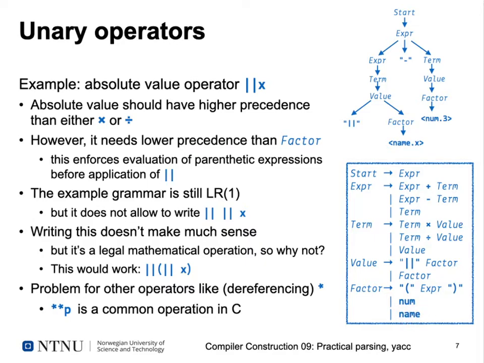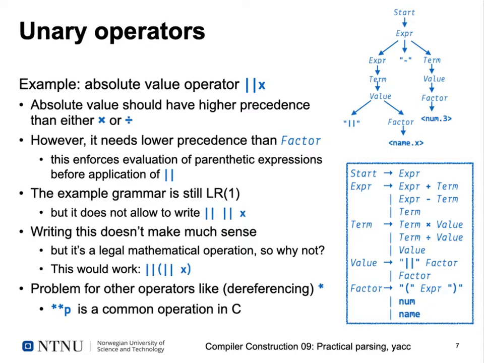Now, this problem doesn't only show up with our admittedly a bit artificial example of this absolute value operator, because in very many programming languages you would write the absolute value operator like a function, so ABS bracket something, but still it's also a problem for other operators.